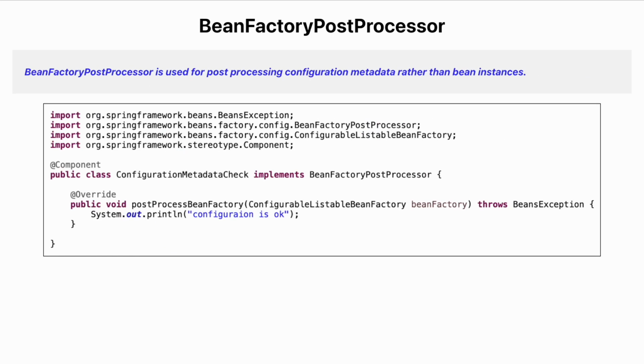Bean factory post processor. BeanFactoryPostProcessor is used for post processing configuration metadata rather than bean instances. The application context first creates instances of BeanFactoryPostProcessor and it is executed before creating any bean instances. It can implement the Ordered interface to provide the order of execution. For example, ConfigurationMetadataCheck implements BeanFactoryPostProcessor and overrides postProcessBeanFactory. In this method, we get the instance of ConfigurableListableBeanFactory to modify the configurations of bean definition metadata.